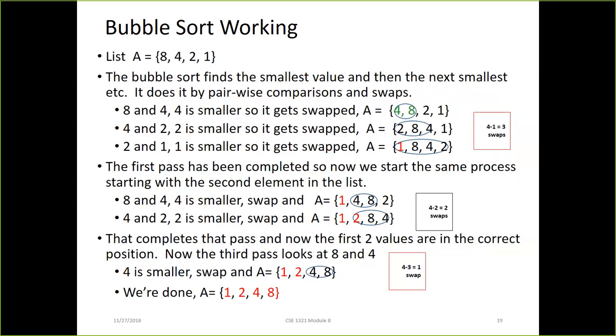Now I get another element, 1, so I make my bubble larger, bigger. I compare 2 and 1. Is 1 less than 2? Yes, so I get 1 over here and 2 over here, and 8 and 4 remain as is at this point.